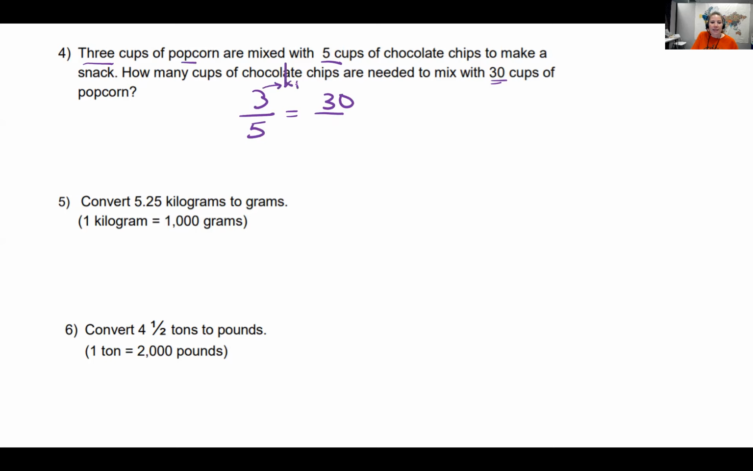So how would I get from 3 to 30? I could multiply by 10. So I'm going to multiply the 5 by 10. And the answer is 50. 50 cups of chocolate chips. That's a lot of chocolate chips, guys.